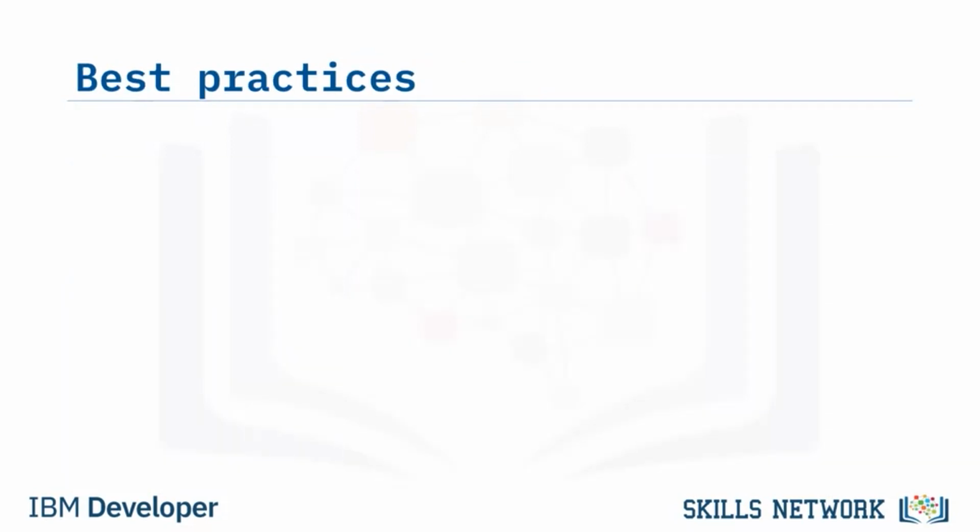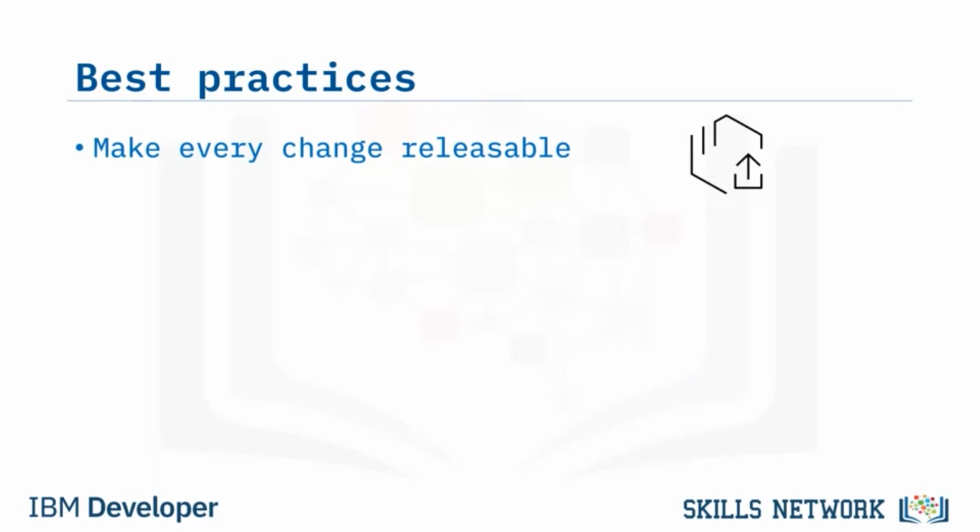There are many best practices to follow when implementing continuous delivery. It's important to make every change releasable. This means you should always include user documentation, operations runbooks, and information about what your change does. This ensures that every change will work and be documented well enough to be delivered to customers as well as serve any audit that may occur.